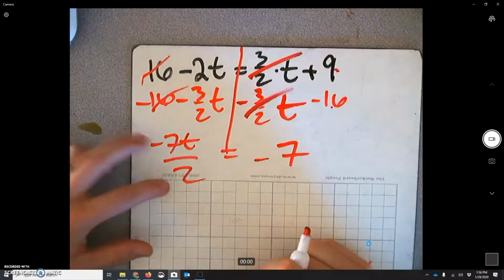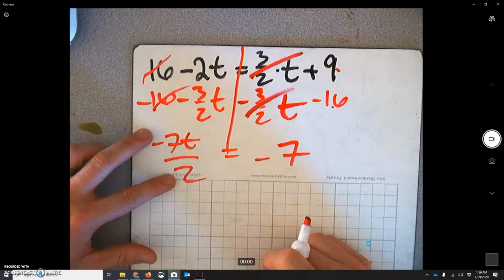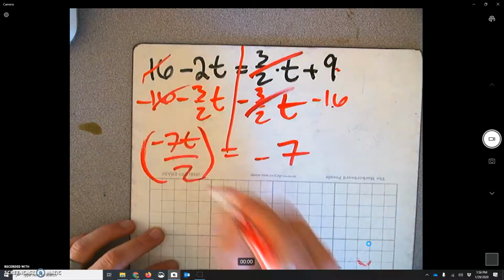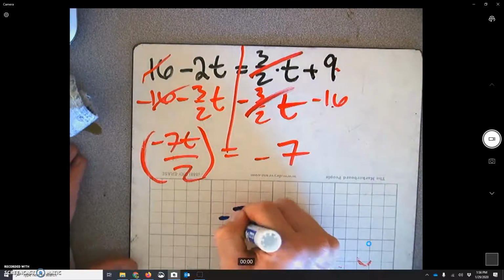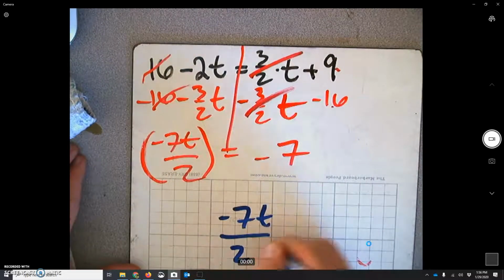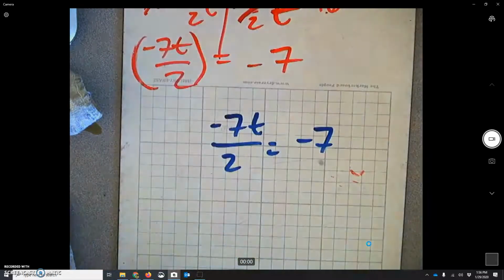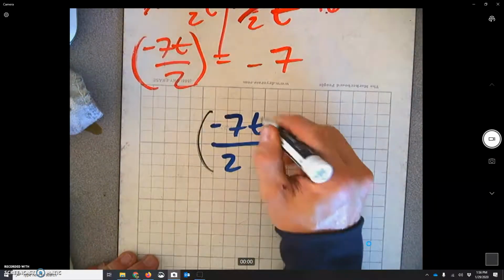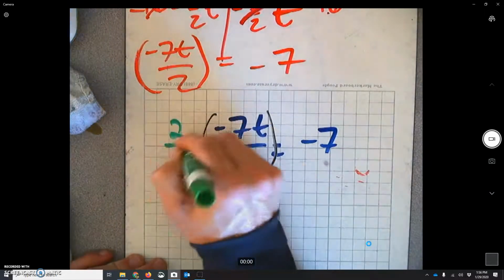Now, to get the t by itself, we got to multiply by the reciprocal. There's a fraction here. So the reciprocal is just simply, I'm actually going to rewrite negative 7. I need some more room. So negative 7t over 2 is equal to negative 7. All right, so the reciprocal of this is simply 2 over 7.